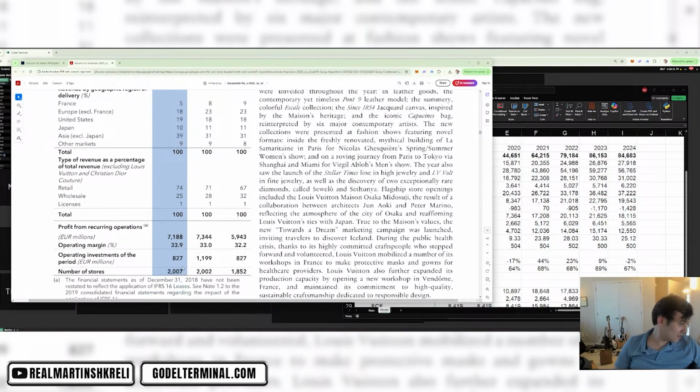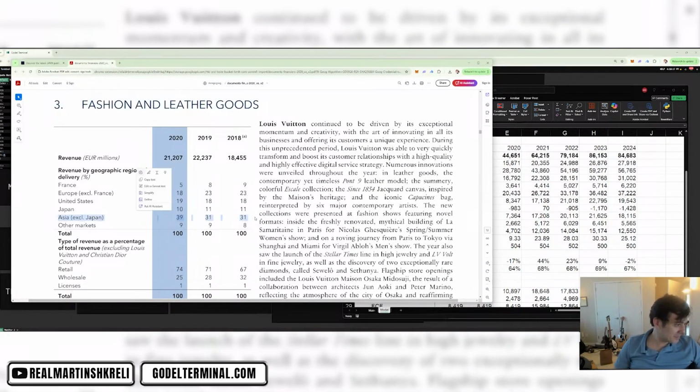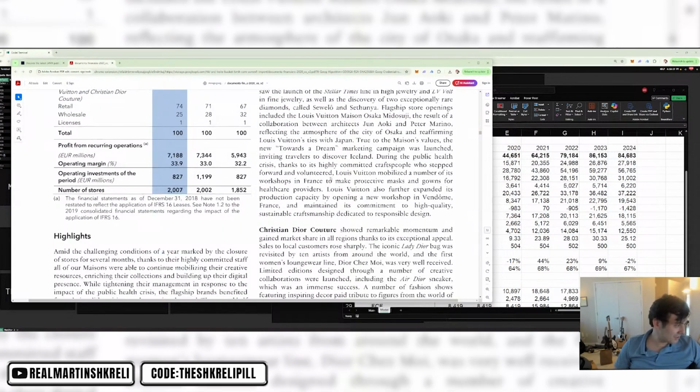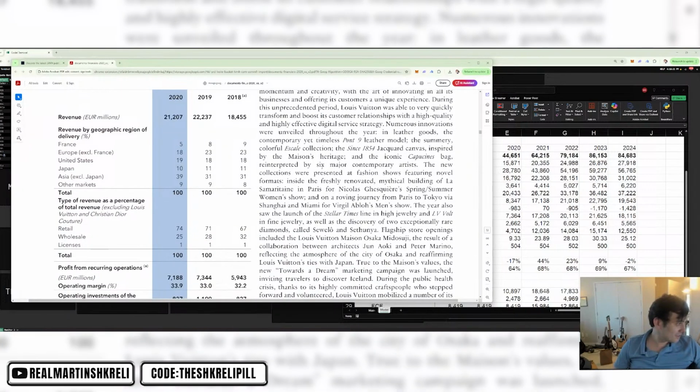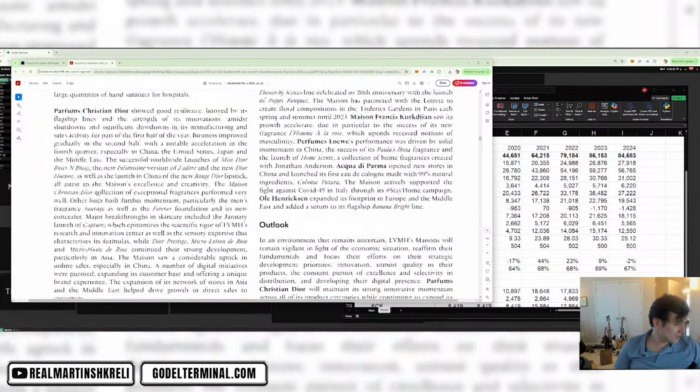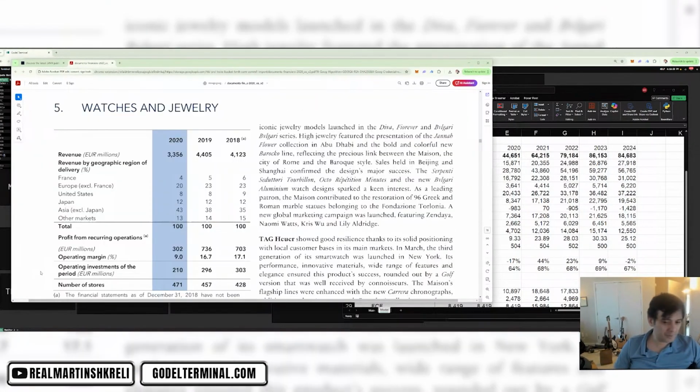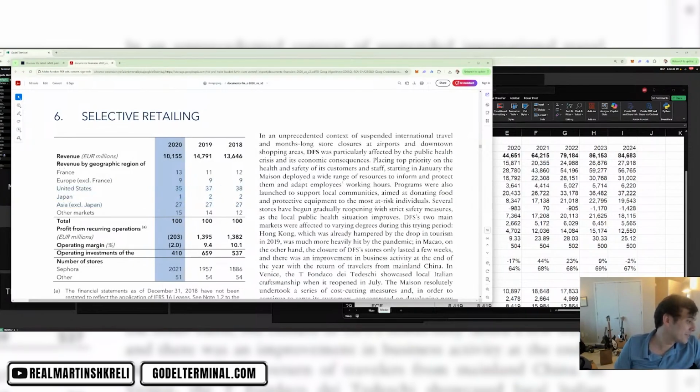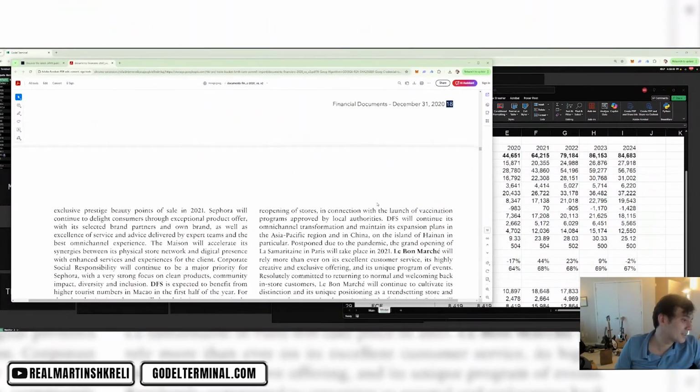Retail, wholesale, and licenses. Asia, the biggest market for fashion and leather goods from Louis Vuitton. Europe, excluding France, about the same as United States. Asia, it's all Asia. Look at this, 40%, 40%, 40%. Okay, retailing is the US, so that's mostly Sephora, I think.